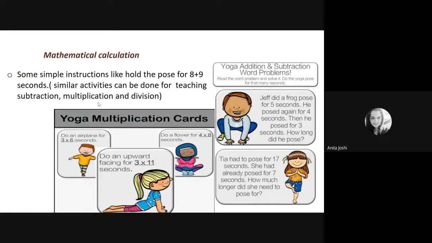And another is mathematical calculation, which is again for the lower level mathematics classroom. We can give simple instructions to our kids. We can create a group, or we can do it individually in our classroom. We can ask them to go into a certain pose and hold it for certain seconds, let's say 5 seconds, 10 seconds, and 15 seconds. Or we can ask them to remember for how long they have been in that posture, and at the end they can do subtraction, addition, multiplication, and division from their own activity.